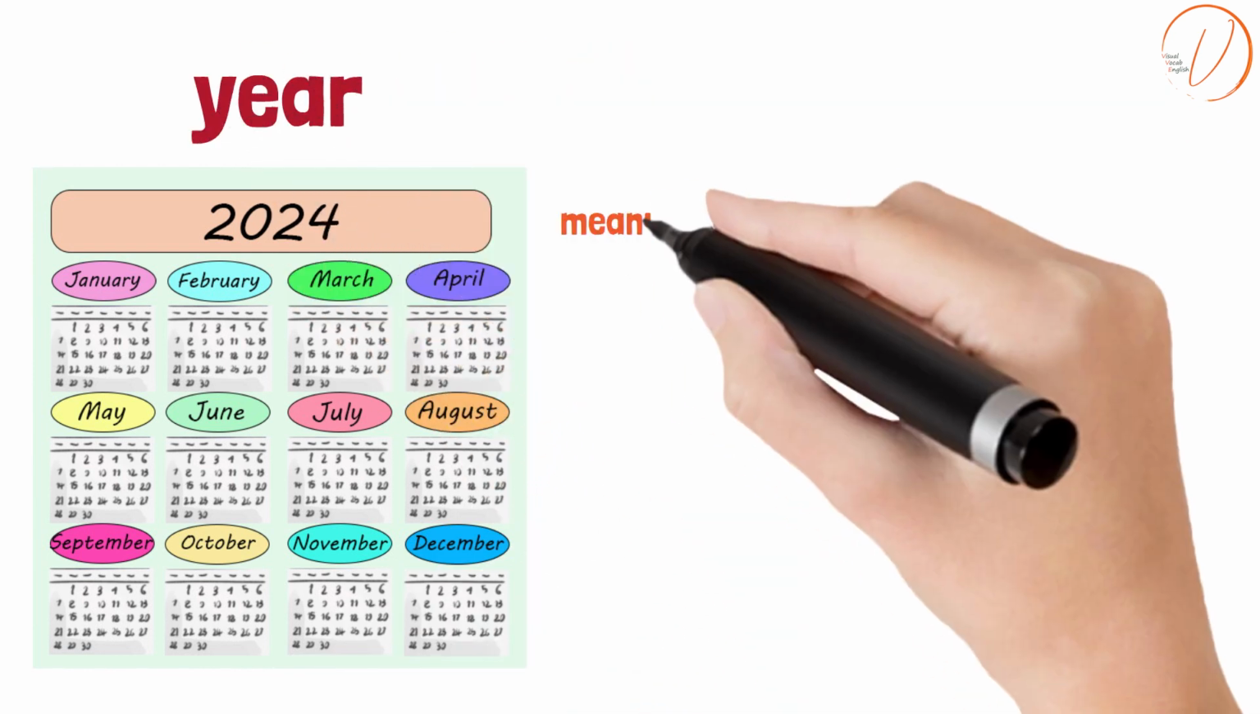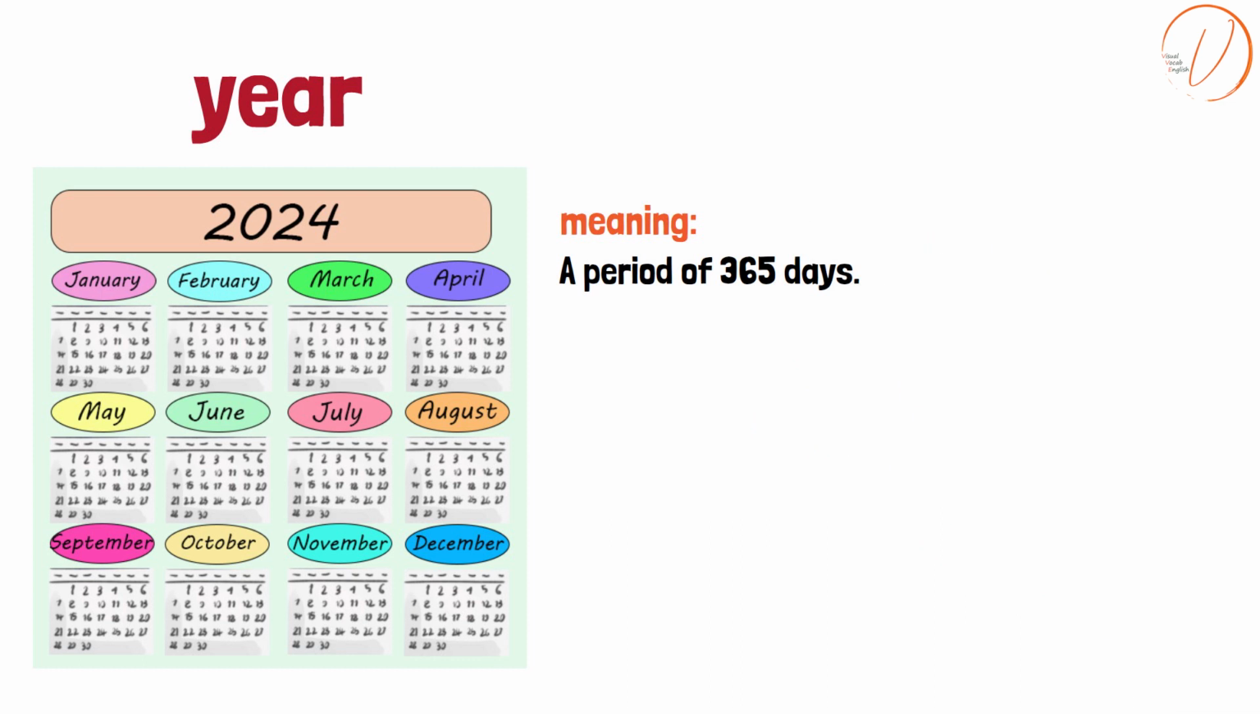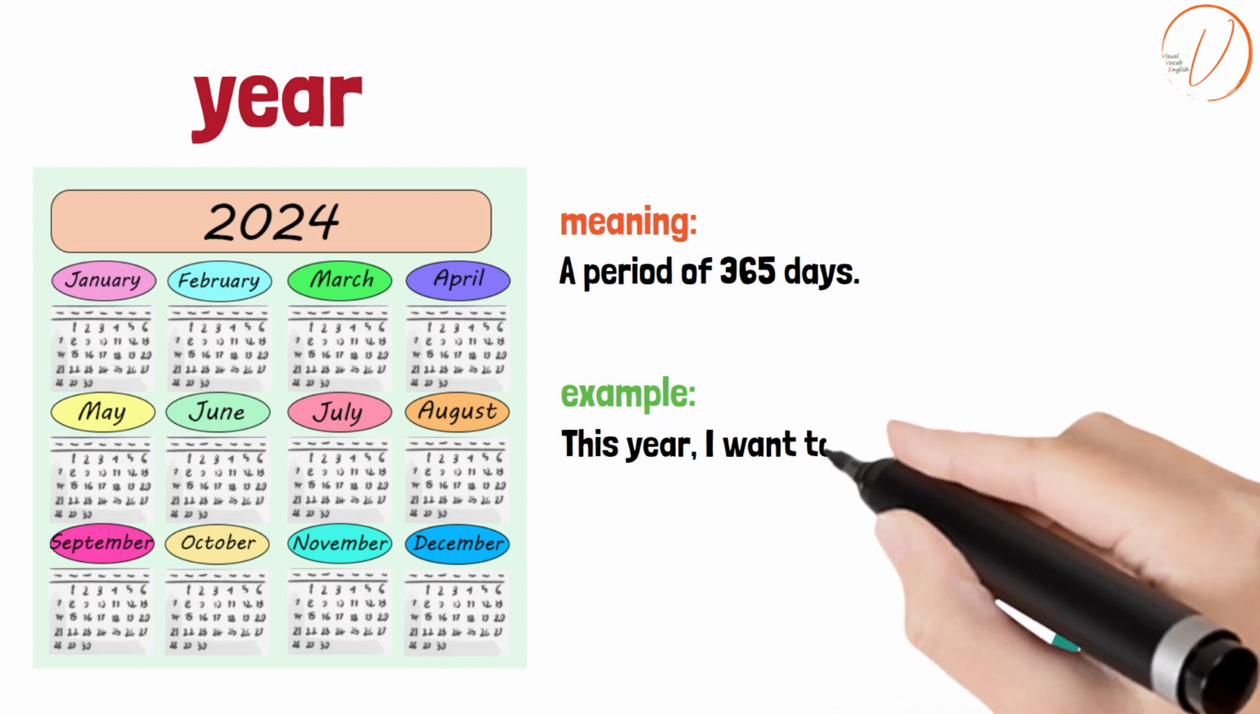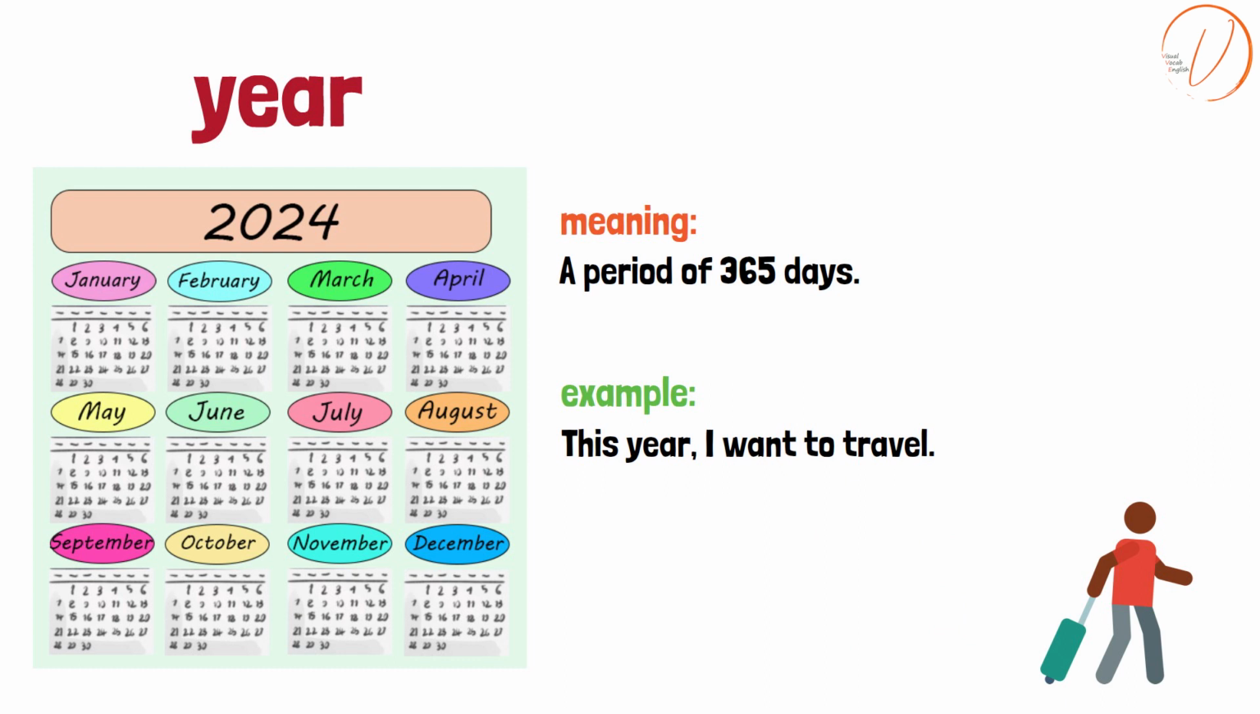Year. A period of 365 days. This year, I want to travel.